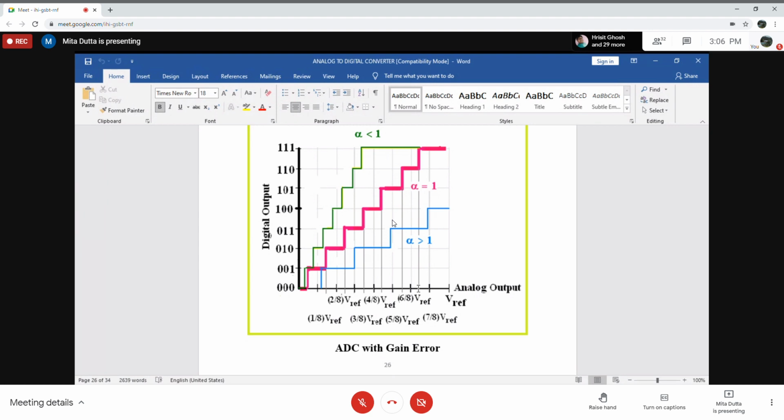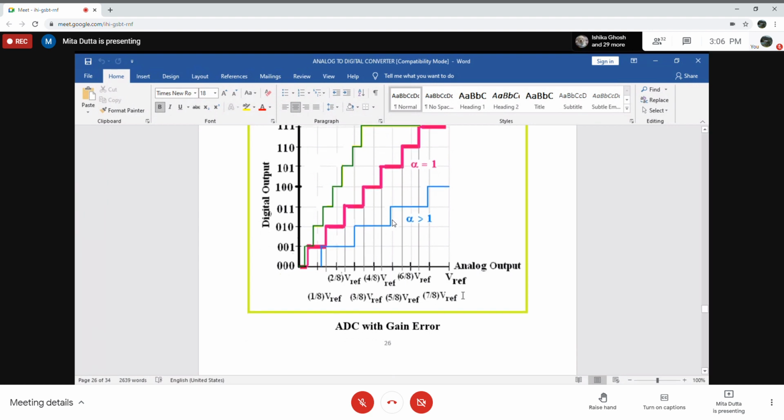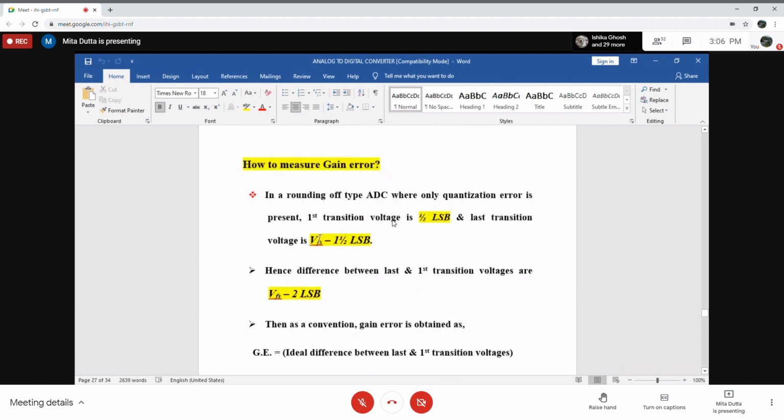6.5 volt equivalent to that. So it will be VFS minus 1.5 LSB. So the difference between these two will be the first transition, last transition, and first transition. It is VFS minus twice LSB. This is for an ideal ADC.